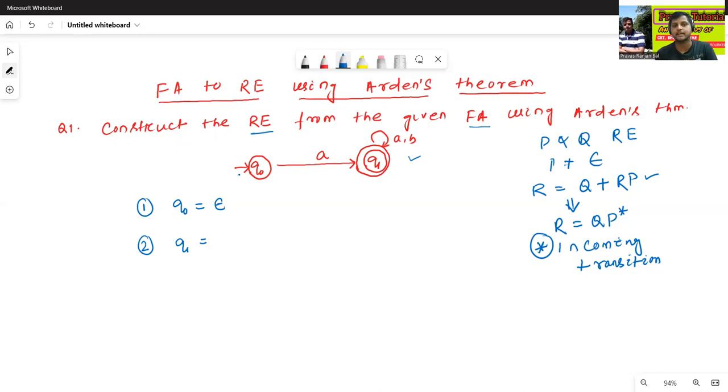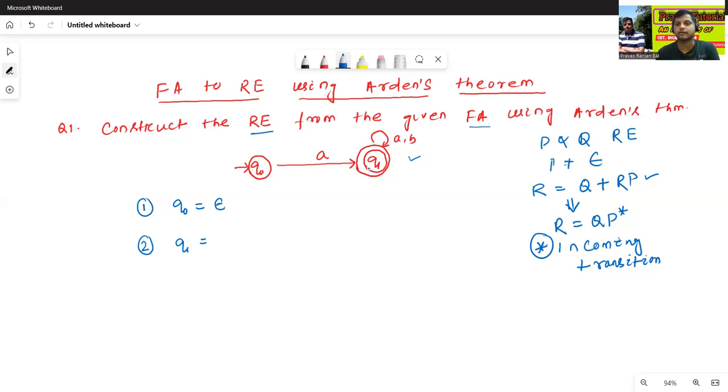Why is it epsilon? Because Q0 is the initial state. Every initial state contains an epsilon incoming transition by default. After that, there are no other incoming transitions.